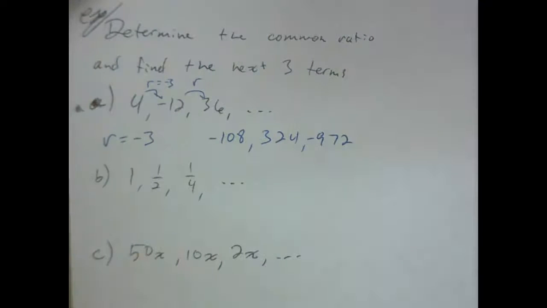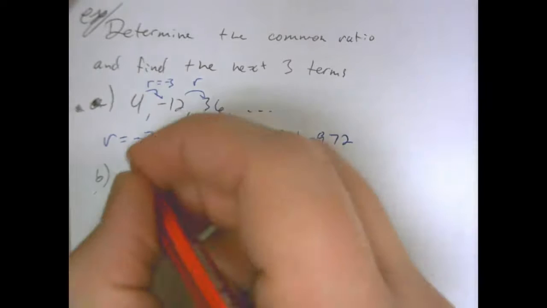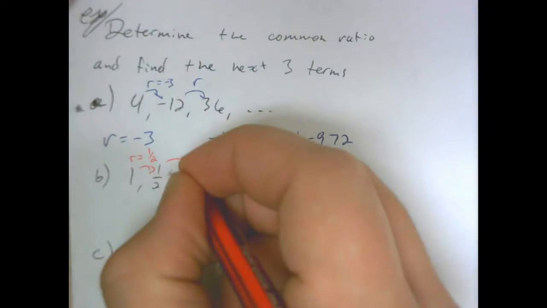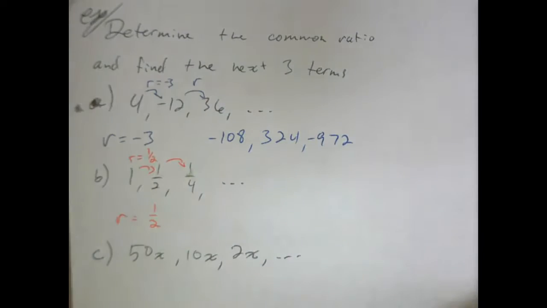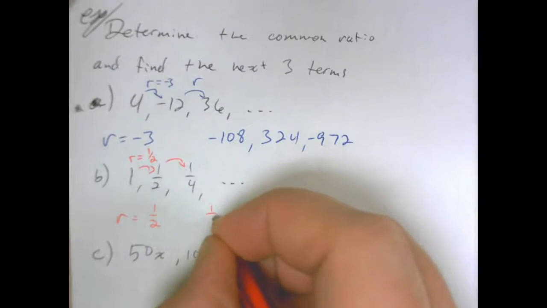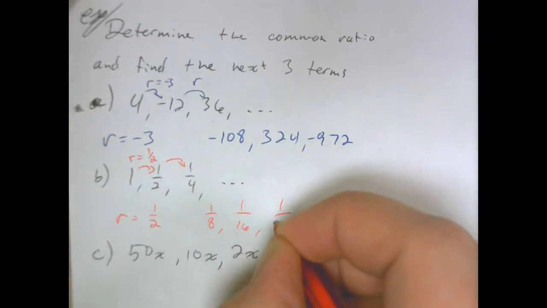On the next one, it looks like from 1 to 1/2, since I have to multiply by something, it multiplied by 1/2. Same thing from 1/2 to 1/4, so my common ratio then is 1/2. And to find my next terms, I would have 1/8, 1/16, and 1/32.